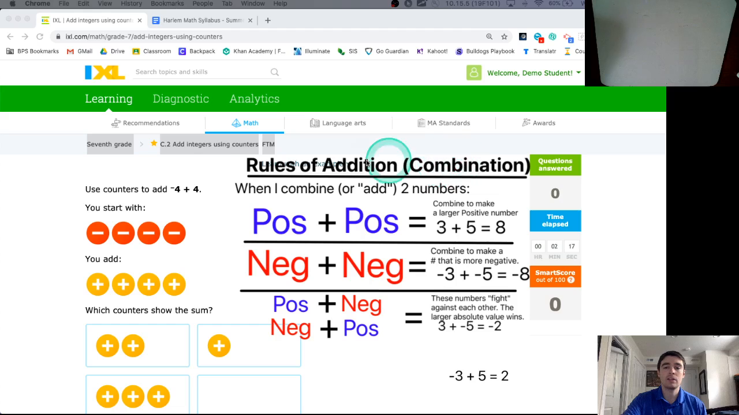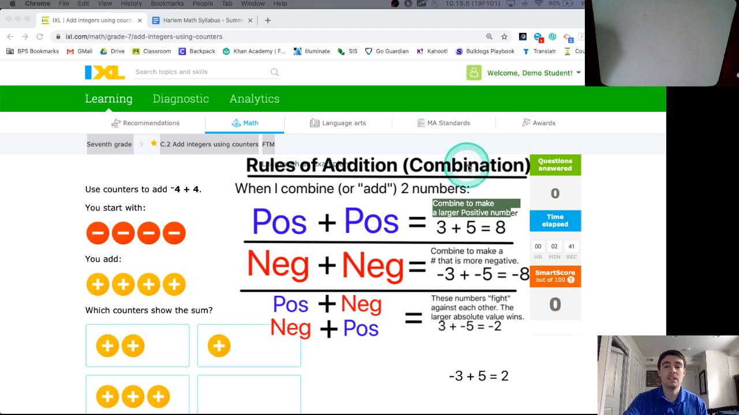I think of addition really as combination. As I move towards positive and negative numbers, addition really means combining two different terms. Sometimes I'm going to add or combine two positive numbers. When that happens, they just combine together. I'm going to go ahead and highlight this. They combine together to make a larger positive number.